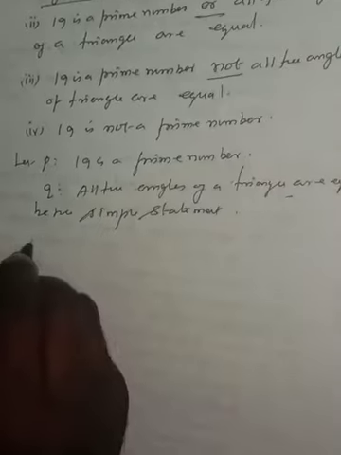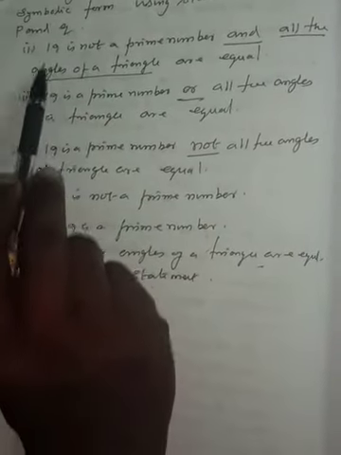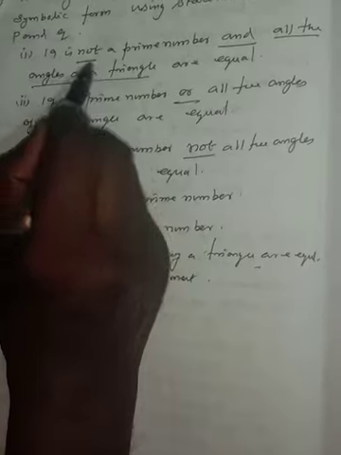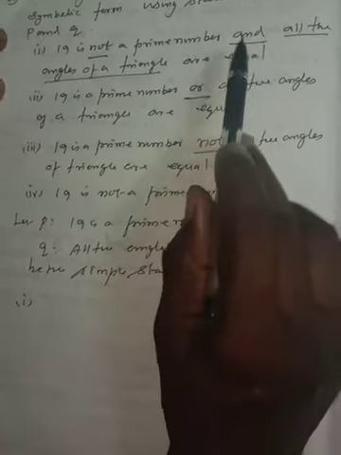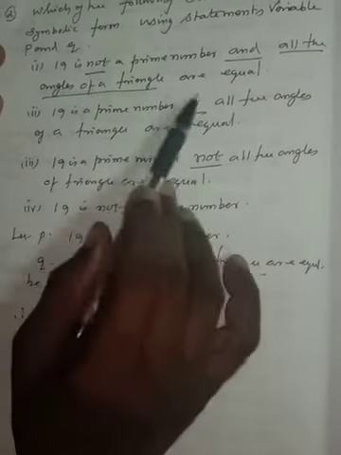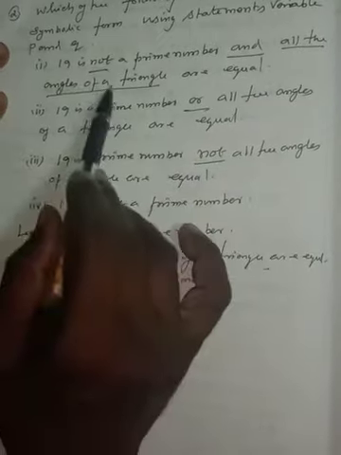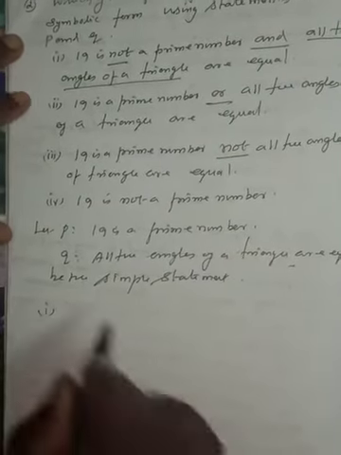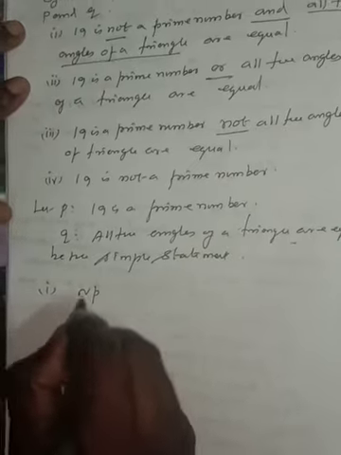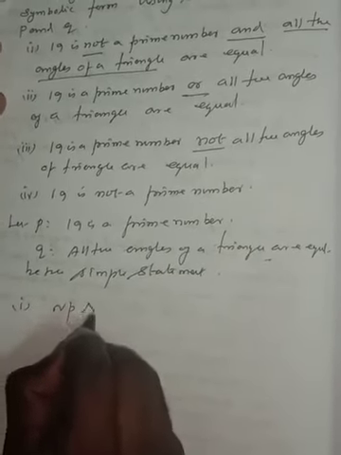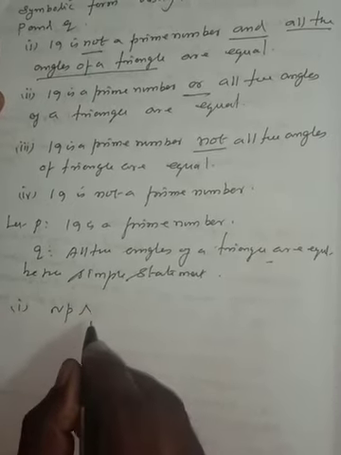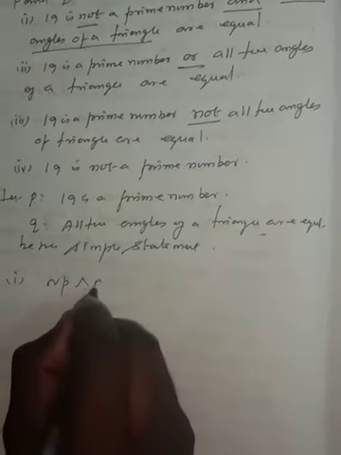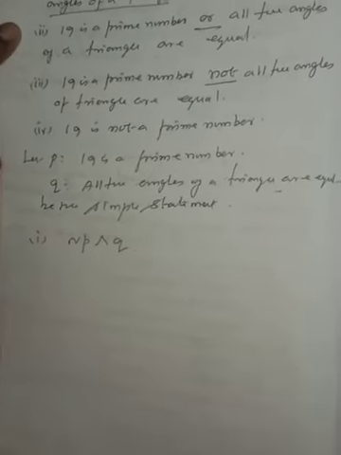First, number 1. 19 is not a prime number, so negation of P. And the symbol is and. All the angles of a triangle are equal. This is a negative statement, this is a positive statement. So, number 1, negation of P and Q. This is the logic statement.